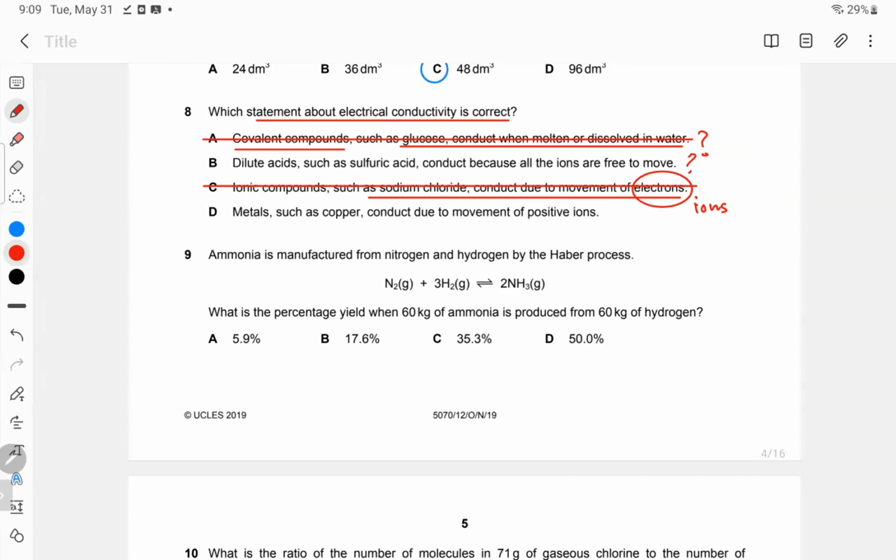Is this understandable to everyone? Metals such as copper conduct due to the movement of positive ions. No, again it goes wrong. Why? Because positive ions do not move. Only electrons move. Positive ions do move, but in aqueous solution, not in the solid state, and electrons move in the solid state, not in aqueous solution. So B is our correct answer.